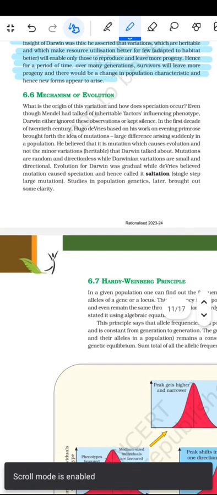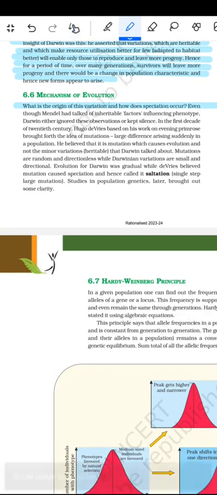फिर कहता है mechanism of evolution, तो कहता है what is the origin of this variation and how does speciation occur. Even though Mendel had talked of the inheritable factors influencing phenotype, Darwin either ignored these observations or kept silence. In the first decade of the 20th century, Hugo de Vries, in his work on the evening primrose, brought forth the idea of mutation, large differences arising suddenly in the population.